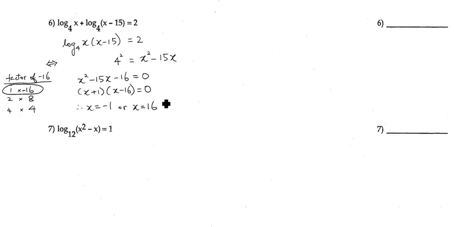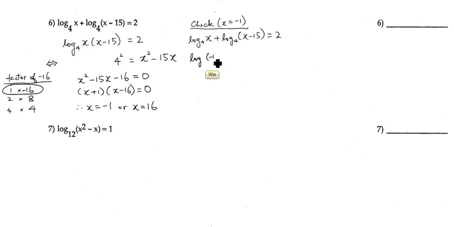But don't just leave it like that. We must check. So we check x equals negative 1. So we have log of x with the base 4 plus log of x minus 15 with the base 4 equals 2. So we replace the x by negative 1.